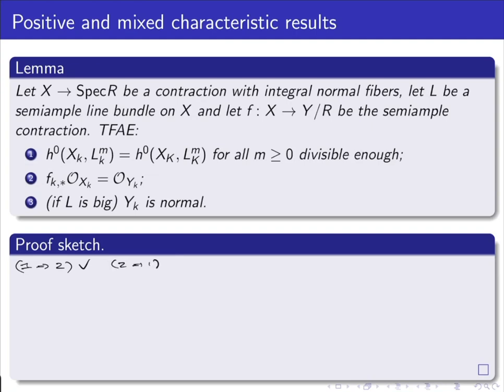For the reverse implication, note that you can use the projection formula. Oh, sorry, maybe I should say something before. Since F is the semi-ample contraction of L, you have that L is Q-linearly equivalent to the pullback of A, where A is an ample Q-divisor on Y. Then you can express H^0 of X_t, L_t^m. You can use the projection formula here and compute it as H^0 of Y_t, f_t lower star of O_{X_t} tensor O_{Y_t}(m A_t). Sorry, that's not C, that's Y.